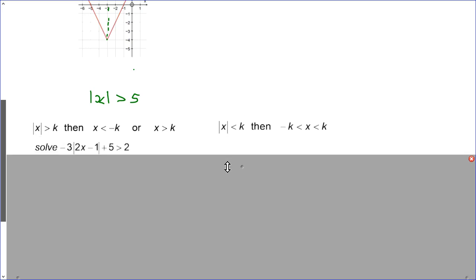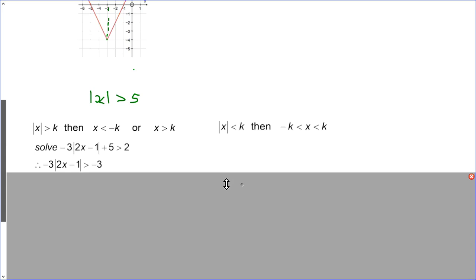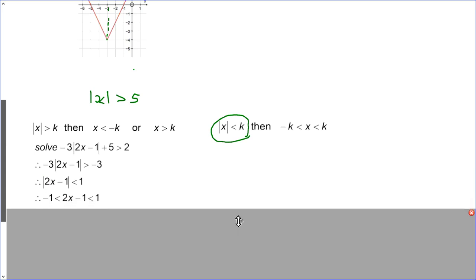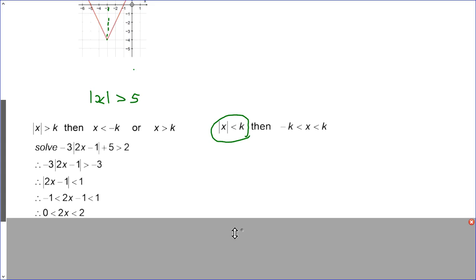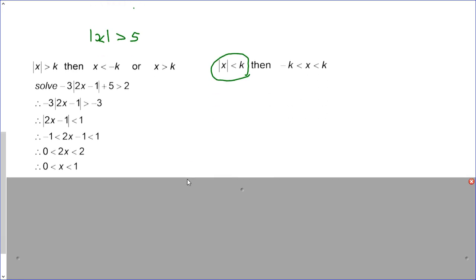Right, let's look at an example. So there one is. First step, I'm going to subtract 5 from both sides. Then I'm going to divide by negative 3. Now remember, when you divide by a negative, you need to switch the sense of the inequality. All right, and now we've basically got this form of that. So in other words, what we now know is that 2x minus 1 must lie between minus 1 and 1. Now I'm going to add 1 to both sides and then divide both sides by 2. Right, so that's a quadratic. Sorry, not a quadratic at all. It's an absolute value inequality.